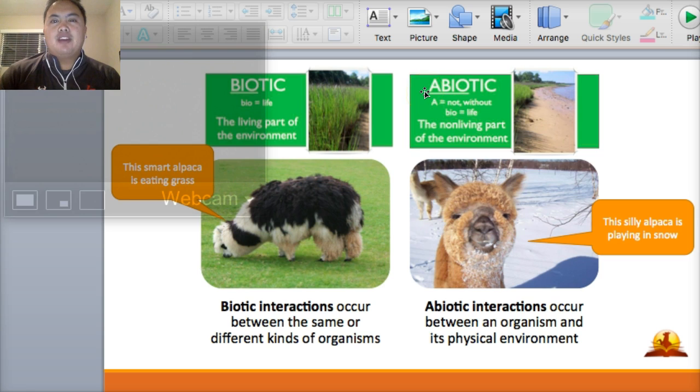Abiotic, the prefix a means not, and bio means life, so not living. An abiotic interaction is between an organism and its environment. So this silly alpaca is playing in snow. So that's an abiotic interaction.